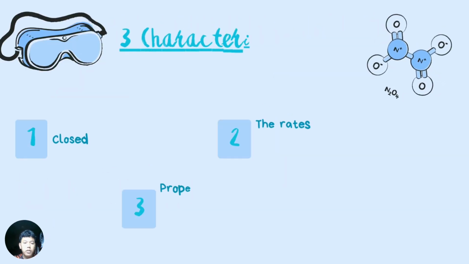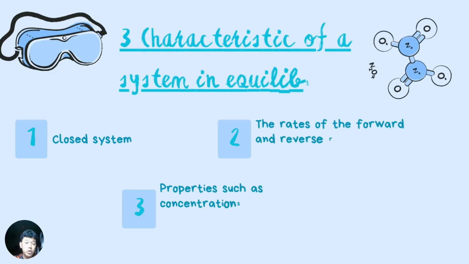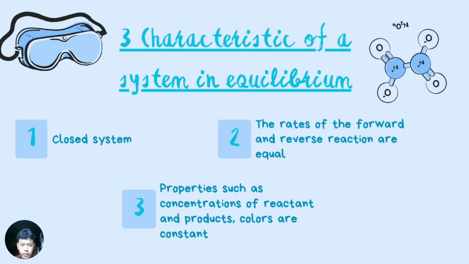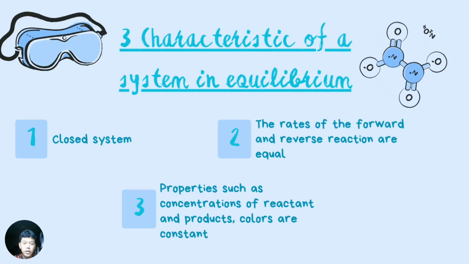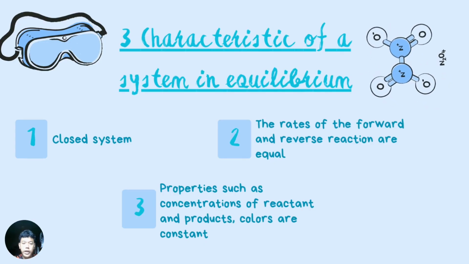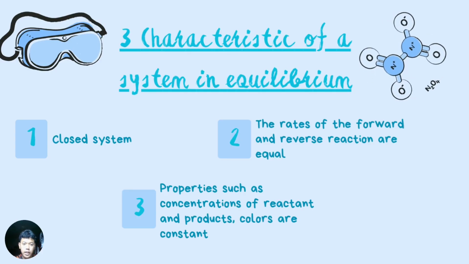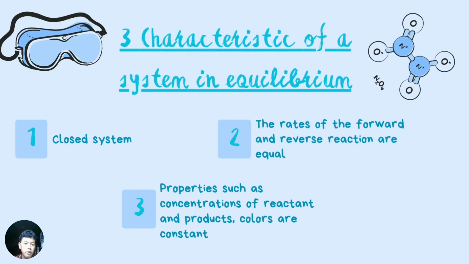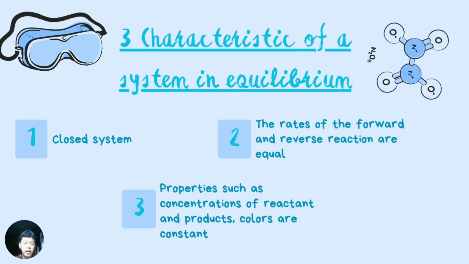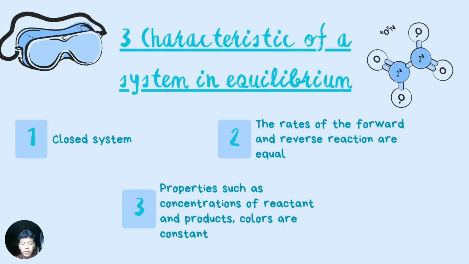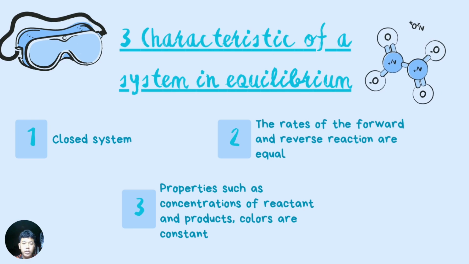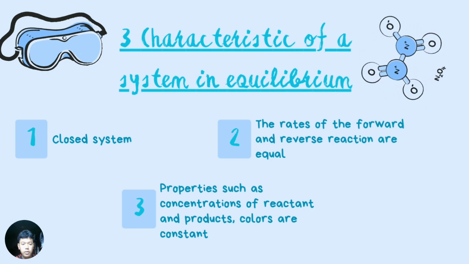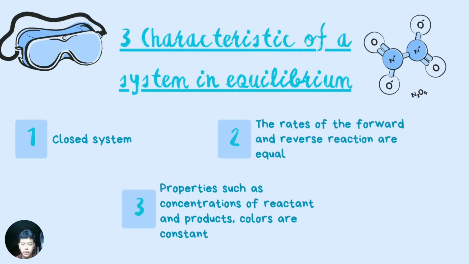The next step is that there are three characteristics of a system in equilibrium. For number one, a closed system. For number two, the rates of the forward and reverse reactions are equal. For number three, properties such as concentrations of reactants and products, and colors, are constant. That means if we do some experiments, we're going to get the same color. That's why colors are constant.